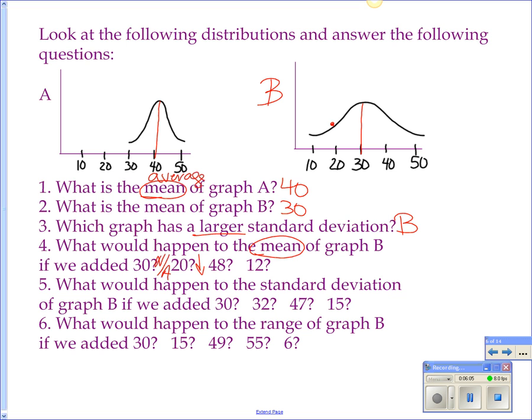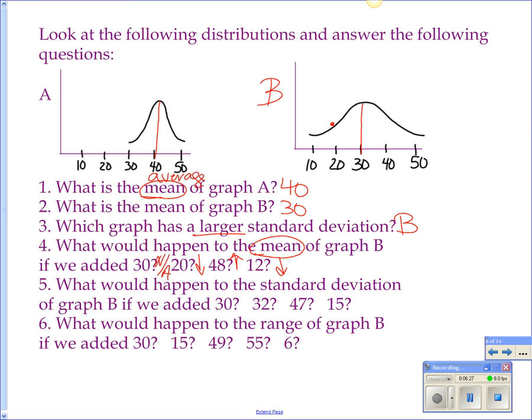Faith, what do you think will happen if I add somebody who has $48? What do you think will happen to the average? It will go up because the average was 30 and you're adding somebody who has more. LeVar, what do you think if I add somebody who has 12? It would make it go down because that's less than the average. Okay?